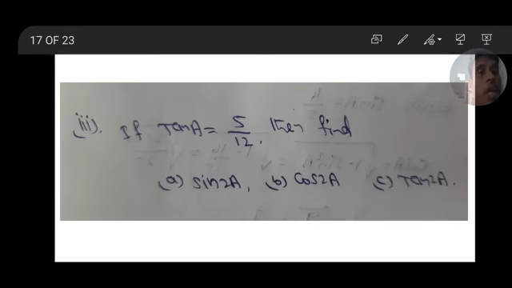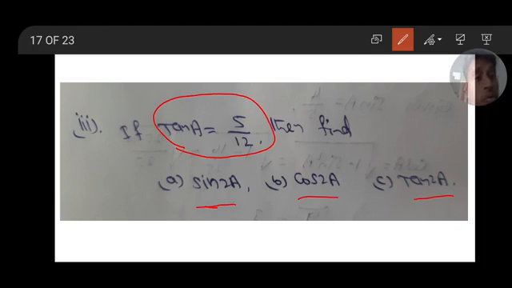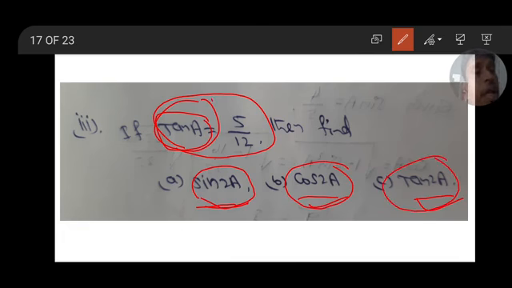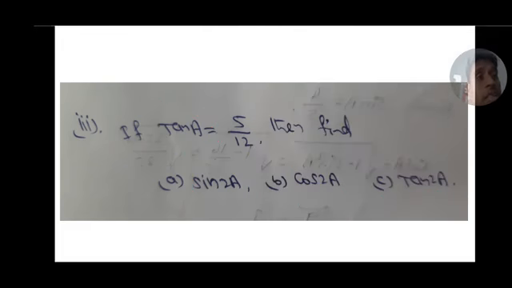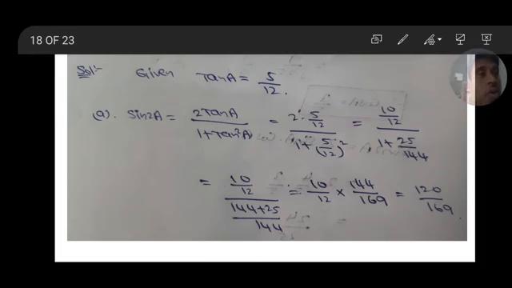Next problem, not homework. If tan A equals 5 by 12, then find sin 2A, cos 2A, tan 2A. Tan A is given, we have to find sin 2A, cos 2A, tan 2A. How? Using the sin 2A formula in terms of tan A, cos 2A formula in terms of tan A, and tan 2A formula in terms of tan A. Three formulas in terms of tan only. Direct substitution and simplification.